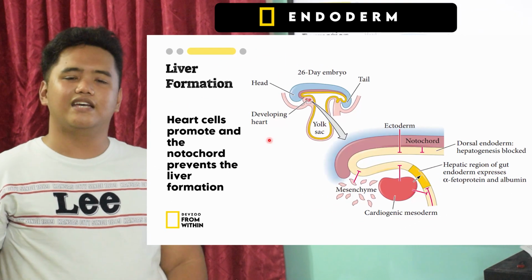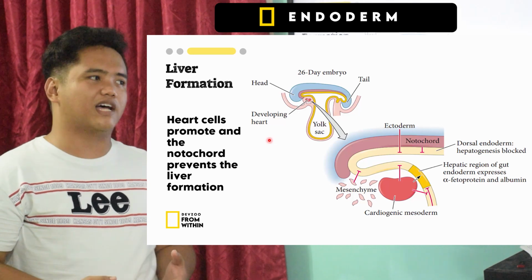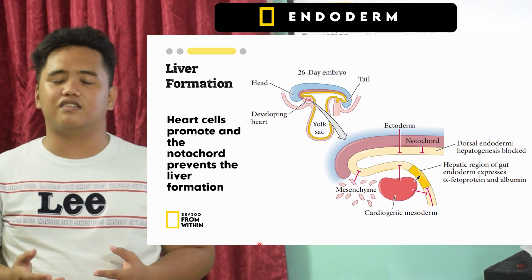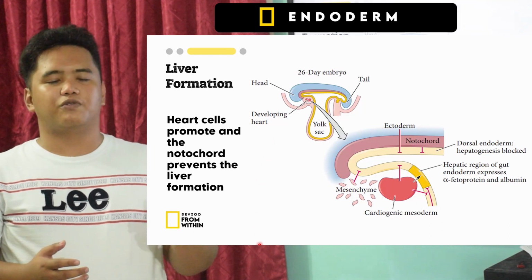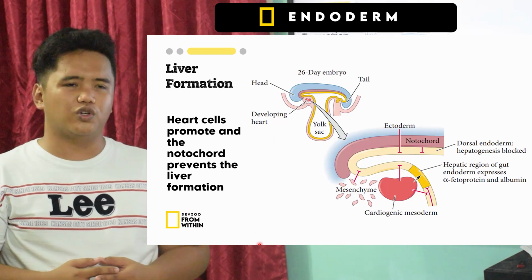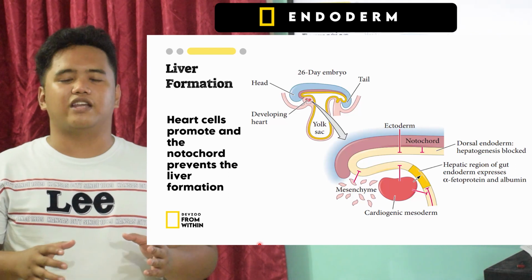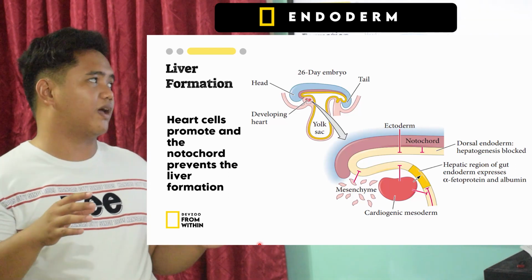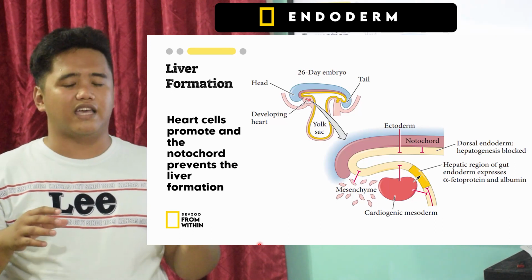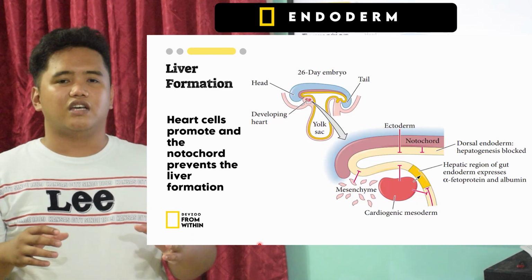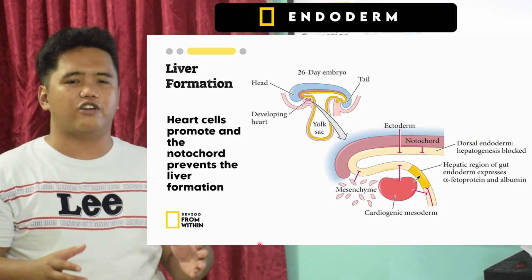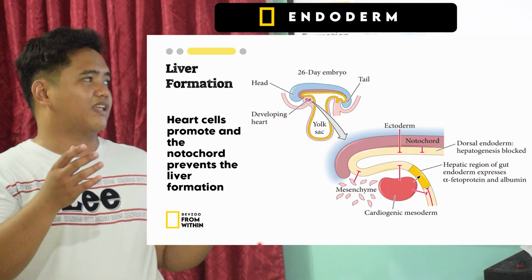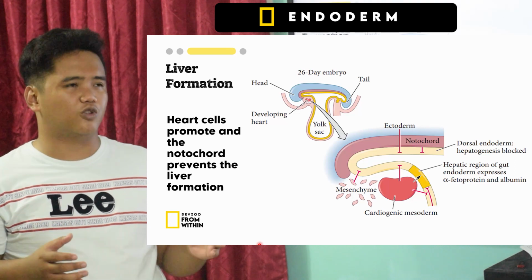Why is that? It is because of what we call the cardiogenic mesoderm. This cardiogenic mesoderm contains FGF1 and 2, or fibroblast growth factors, to block the inhibitory factors that the mesenchyme induces on the embryo. By blocking the inhibitory factors, it allows the liver-specific genes to be expressed in the region that it is intended for.